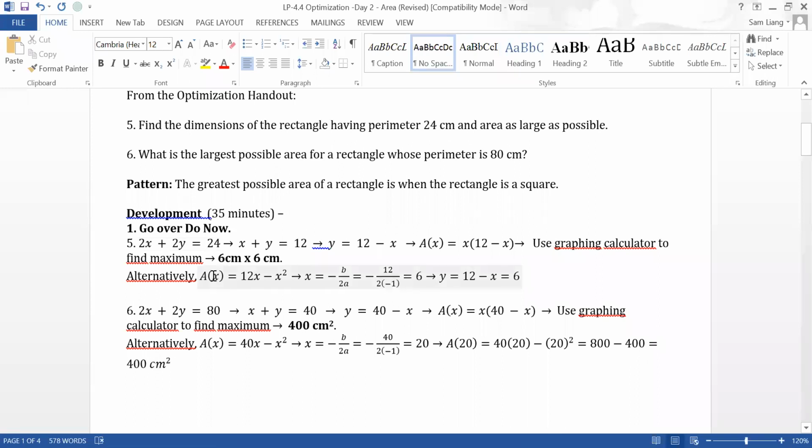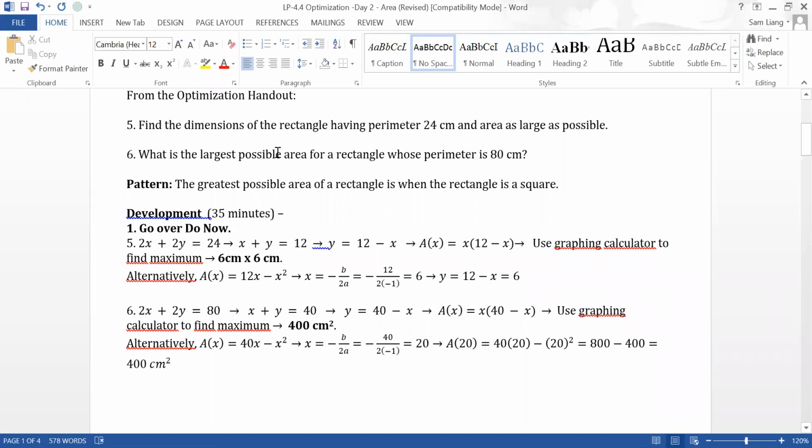If you use the negative b over 2a formula, this is how you do so. You do negative 12 divided by 2 times negative 1. So that'll be 6. And then y equals 12 minus x, which is also 6. Either way, it's going to be 6 centimeters by 6 centimeters for question 5. Question number 6 is essentially the same thing, except this time the perimeter is 80 centimeters and they're asking for the area now.